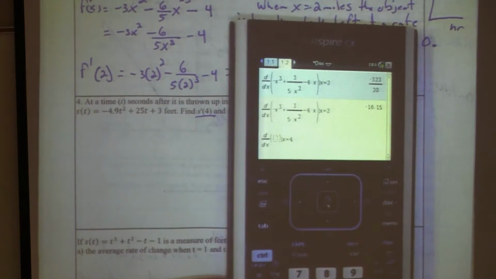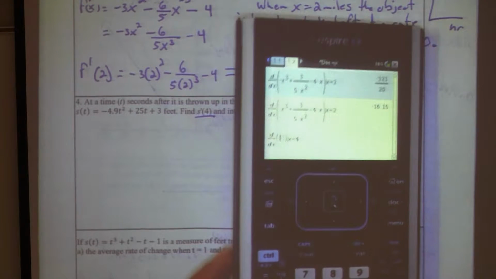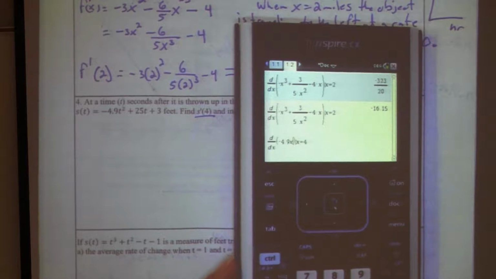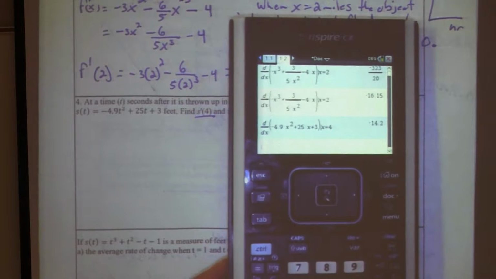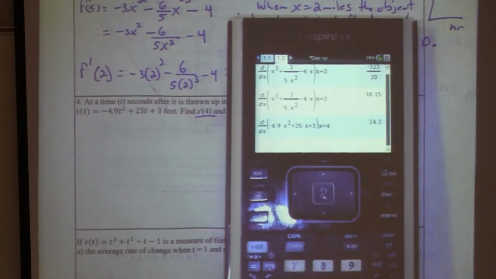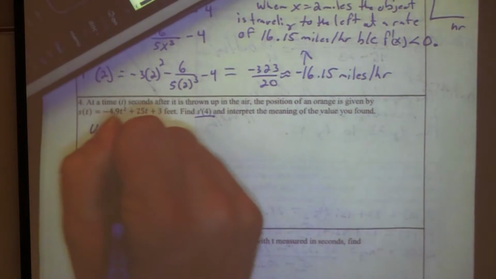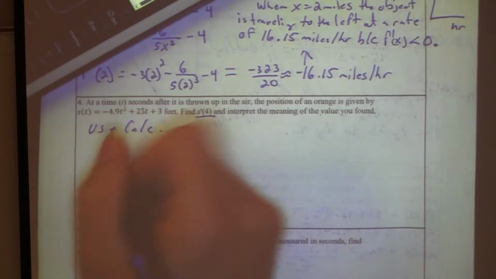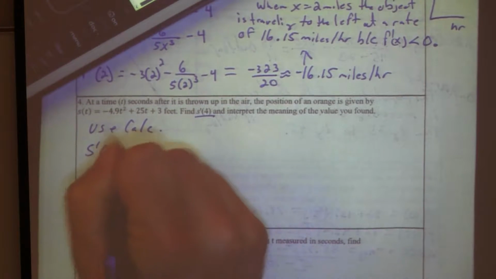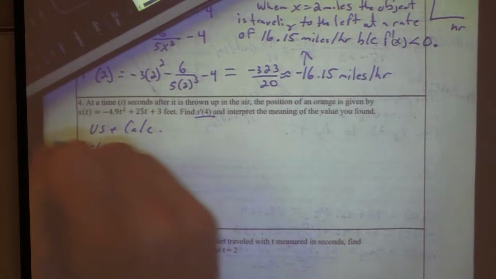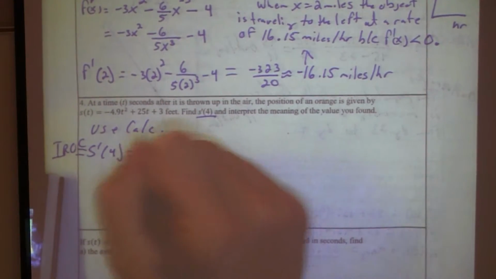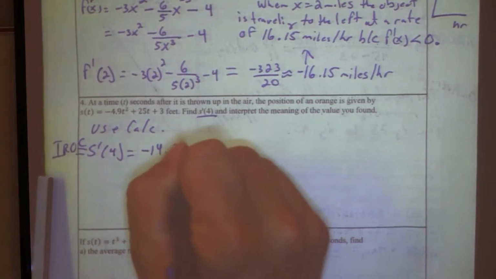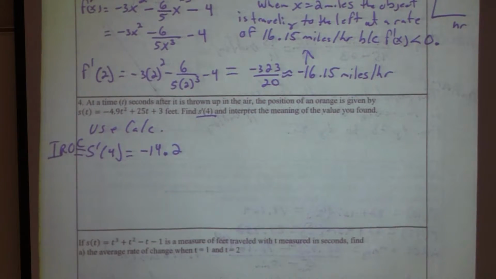So type in the equation: negative 4.9 x squared plus 25x plus 3. So what do we get for S prime? Negative 14.2. So we're using the calculator, and we got S prime of 4, which is the instantaneous rate of change, IROC. We figured it out to be negative 14.2, and what would be the units?